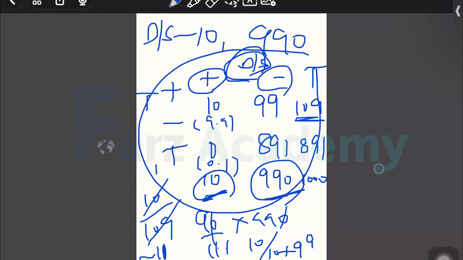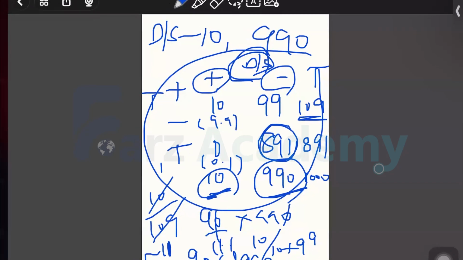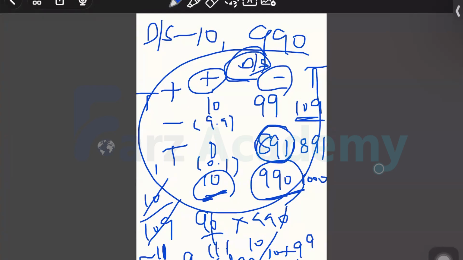90% of 990. That means 0.9 into 990. Specificity is given as 90. Right? Here are your true negatives. That means 90% of 990 will come as 891. Correct? So if 891 are my true negatives out of 990, the remaining 99 becomes the other part of the numerator.